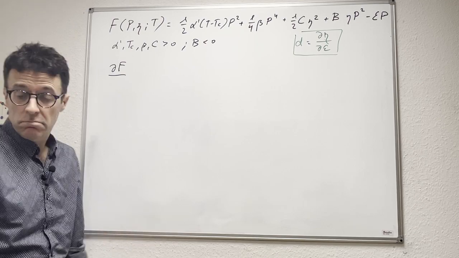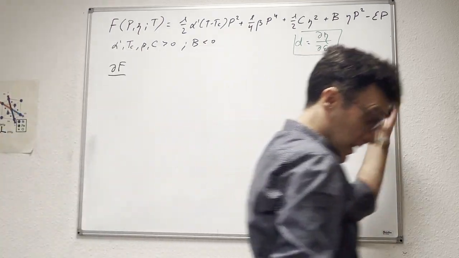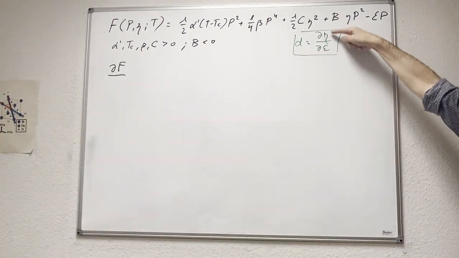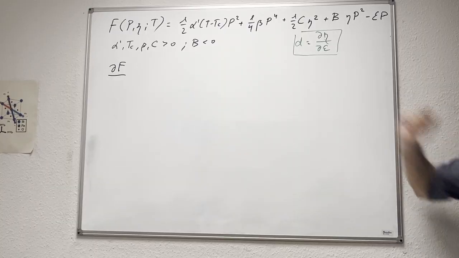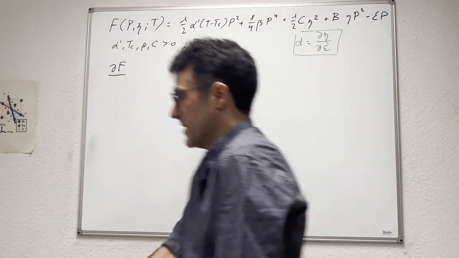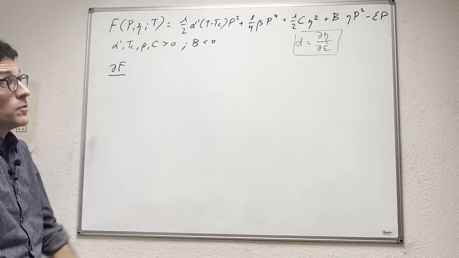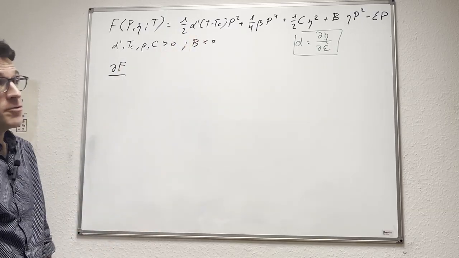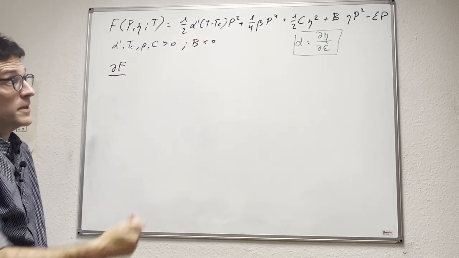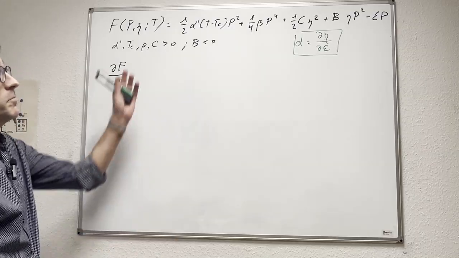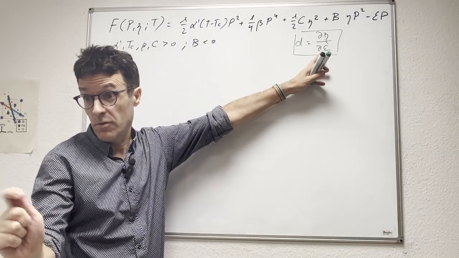If you know how to do this one, pretty much you know how to do any of them. All right, so obviously the strain has to be treated as a variable in order to evaluate this. It cannot be an externally imposed parameter. And so we have to minimize this free energy with respect to both polarization and strain for given values of temperature and electric field, which we are going to vary.